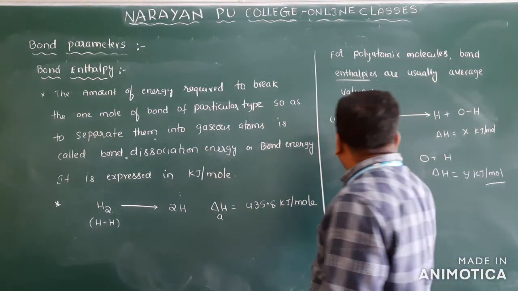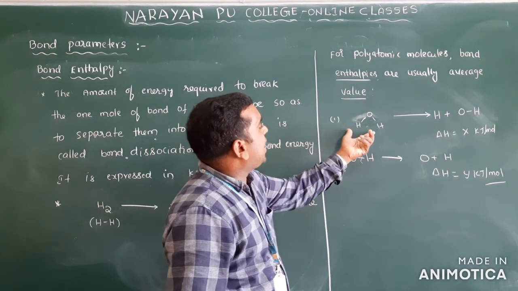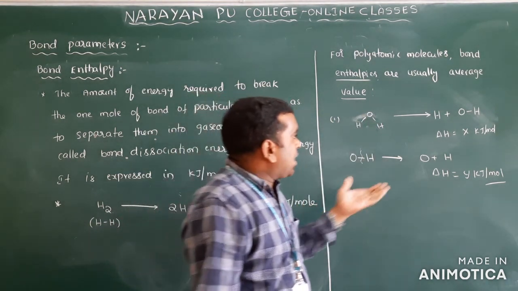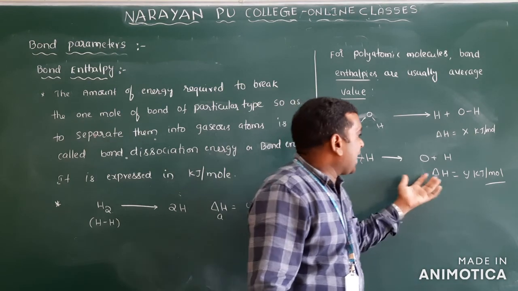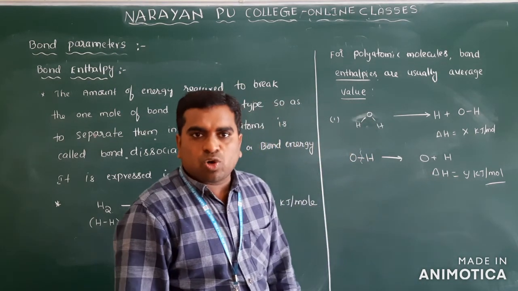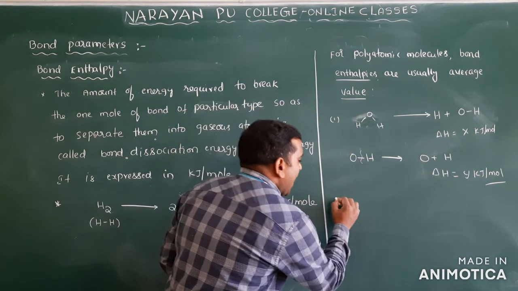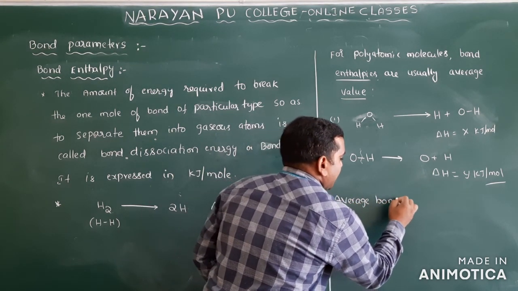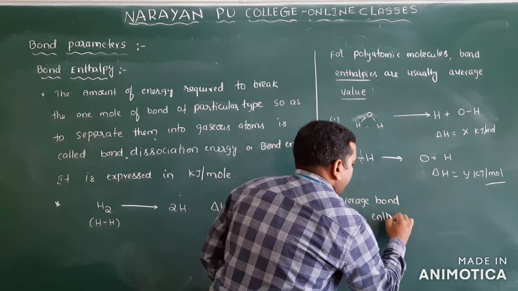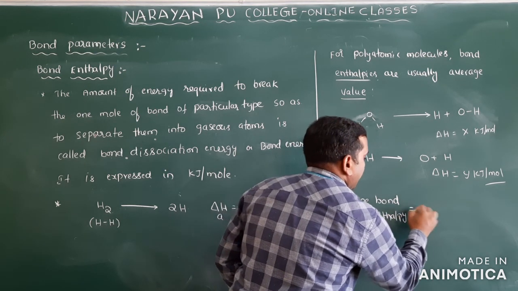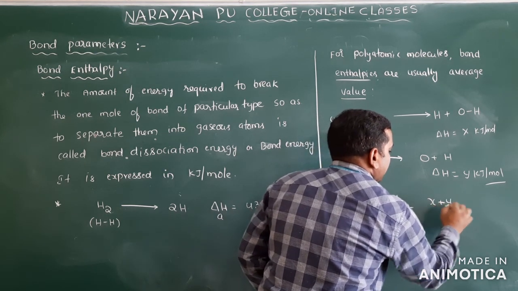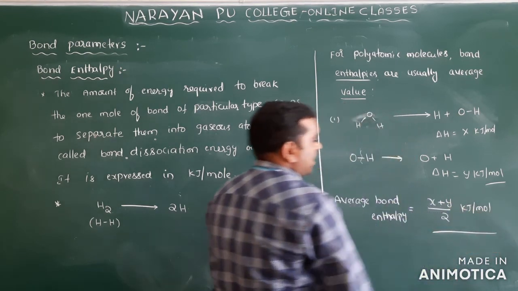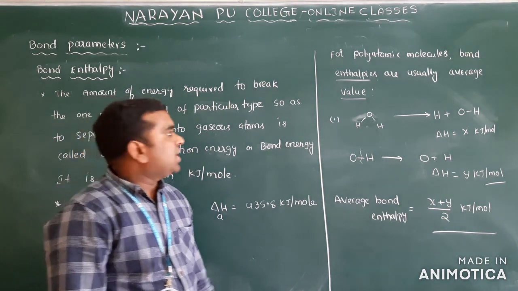So that's why, what is the bond enthalpy or bond energy for the H2O molecule? I cannot say x kilojoule per mole, I cannot say y kilojoule per mole. So what do I have to take here? I have to take average bond enthalpies. Average bond enthalpy is equal to what I can write? (x plus y) divided by 2 kilojoule per mole. So this is the bond enthalpy of water.